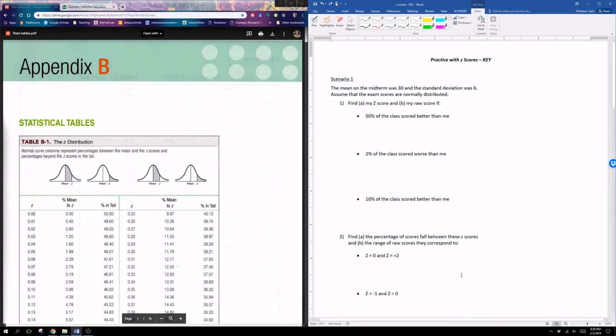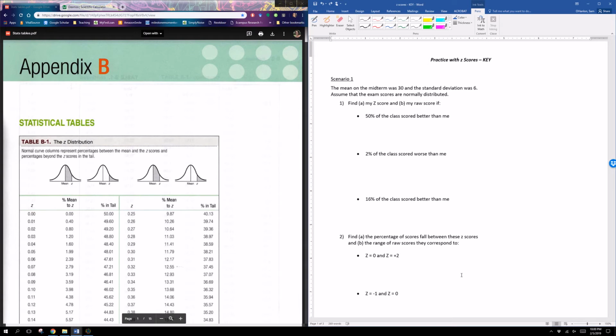Okay, in scenario 1 you're told that you have a midterm where the mean was 30 and the standard deviation was 6. And we are to assume that the exam scores are normally distributed. Next, you are given a series of percentages and you're asked to find the corresponding z-scores and raw scores. So you should be able to go between percent, z-score, raw score, starting with any one of those and getting any of the other ones.